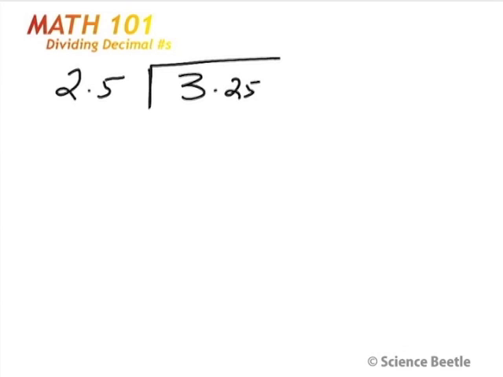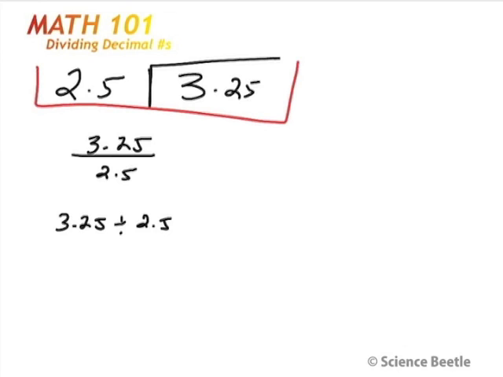You might also see this problem written a different way. You might also see this problem written as 3.25 divided by 2.5. It's another way you can see this problem. Another way it can be written would be 3.25 divided by 2.5. Any of these three ways is correct, but wherever we're doing the problems, we're almost always going to be using the top one. Okay? So let's go ahead and solve this problem.